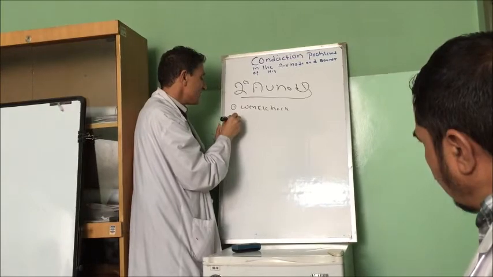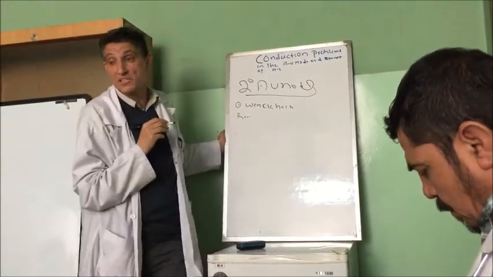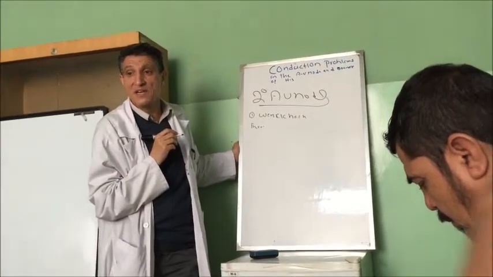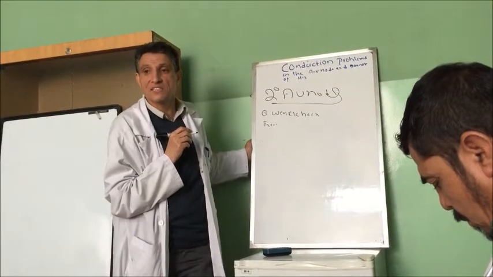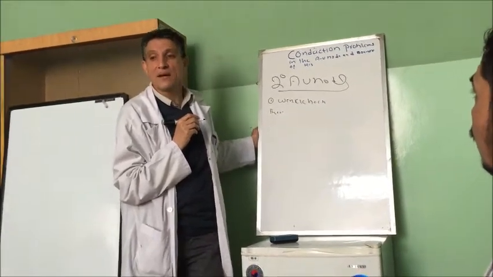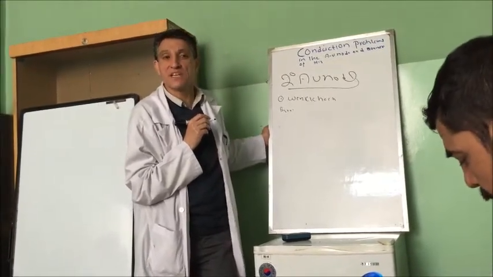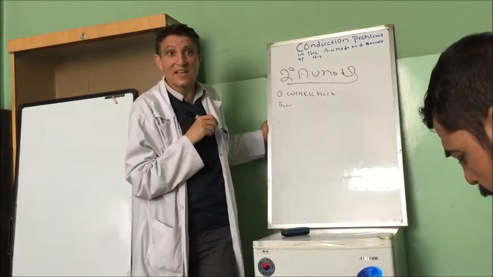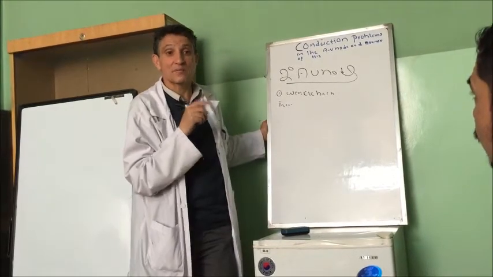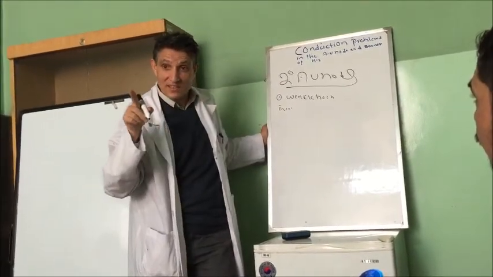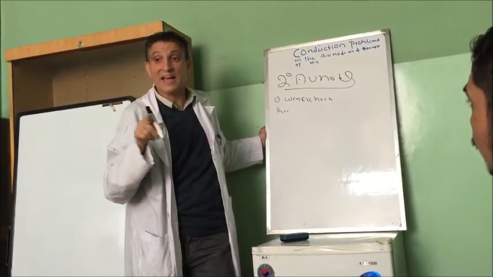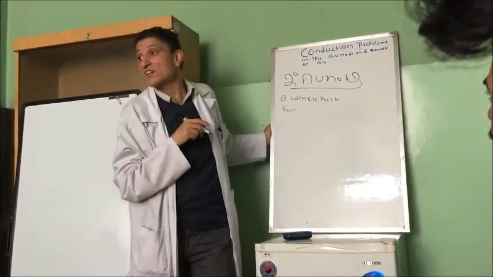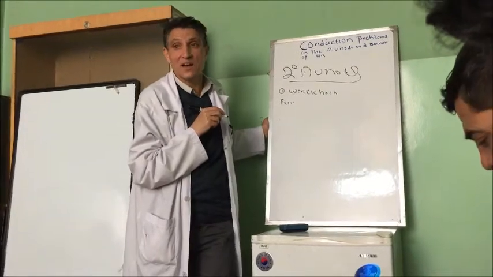Wenckebach should not be forgotten. There is progressive lengthening of the PR interval. Finally, one P is dropped, which means one P does not have a QRS complex. But the next beat has a short PR interval, and the subsequent beats again start progressive prolongation of the PR interval, and again one beat is dropped. When this phenomenon is repeated, this is called Wenckebach, Mobitz 1, or type 1.